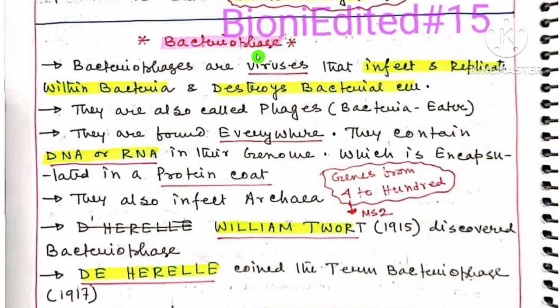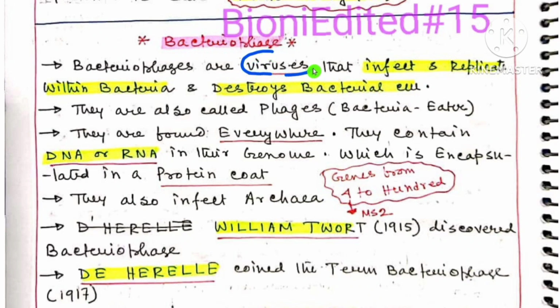We are talking about viruses, and today we will discuss bacteriophage and how many types of bacteriophage can be seen. Now, bacteriophages are viruses that infect and replicate within bacteria and destroy the bacterial cell, and for this reason bacteriophages are known as beneficial viruses. Bacteriophage are nothing but a type of virus.